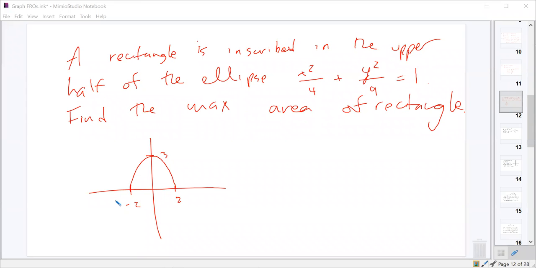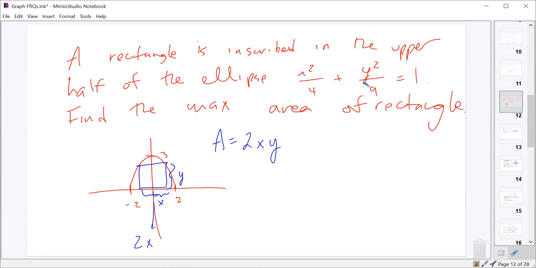So this is our upper half of the ellipse. We're going to, hopefully in a different color, oh good, in a different color here, sketch a rectangle inscribed in there. And this length here ought to be x, which makes this 2x. This length here ought to be y. So the area of this thing ought to be 2xy.